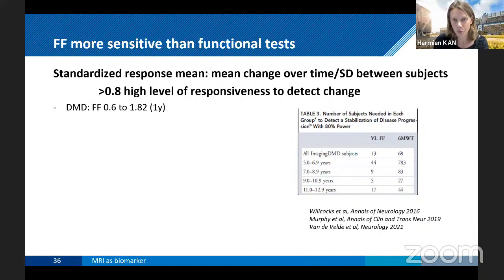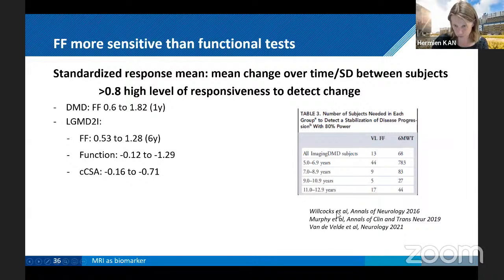And what you can then do with this standardized response mean is actually calculate how many subjects you need in each group to detect the stabilization of disease progression with 80% power, right? That's depicted here in this table. What they showed is that if you look at the vastus lateralis fat fraction, for instance, across all ages as an outcome measure, you would only need 13 subjects per group to detect stabilization of disease progression. But if you compare this to the 6-minute walking test, you would need 68. So MRI would be much more sensitive compared to the 6-minute walking test to detect this change.